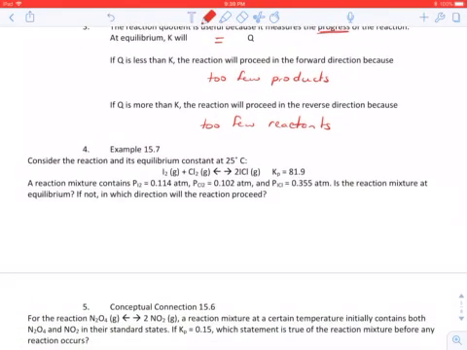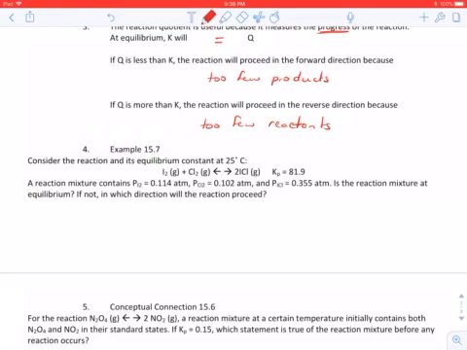Here is an example, Example 15.7. It says consider the reaction and its equilibrium constant at 25 degrees C. I2 plus Cl2 goes to 2ICl. Our Kp is 81.9. A reaction mixture contains PI2 at 0.114 atm, PCl2 at 0.102 atm, and PICl at 0.355 atm. Is the reaction mixture at equilibrium? If not, which direction will it proceed?